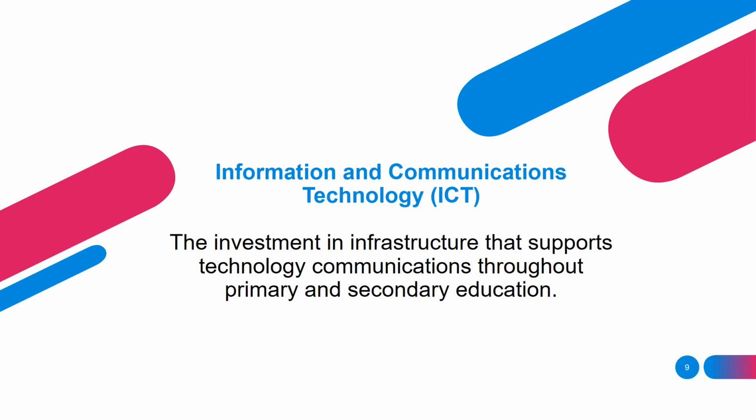Information and Communications Technology, also known as ICT, can be described as the investment in infrastructure that supports technology communications throughout primary and secondary education. Let's explore a couple ways that one might see ICT in Europeans' primary and secondary education classrooms. One example is flipped classrooms. In these environments, some or most of the direct instruction is made available using video lectures or other modes that deliver content online. This frees up time for in-the-classroom group work, where learners are engaged in meaningful projects.